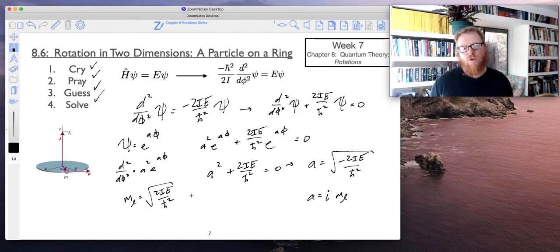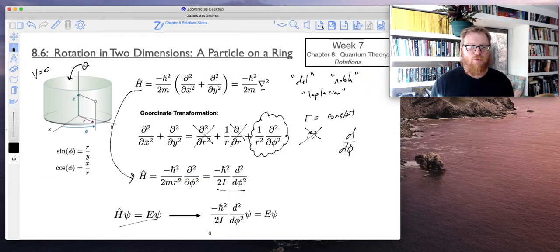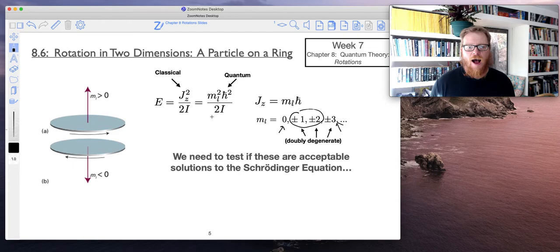So how did I know to use that m_l? Well, let's back up for one second. Aha! E equals m_l squared times h bar squared divided by 2I. Well, what if I rearrange this? Let's do that.